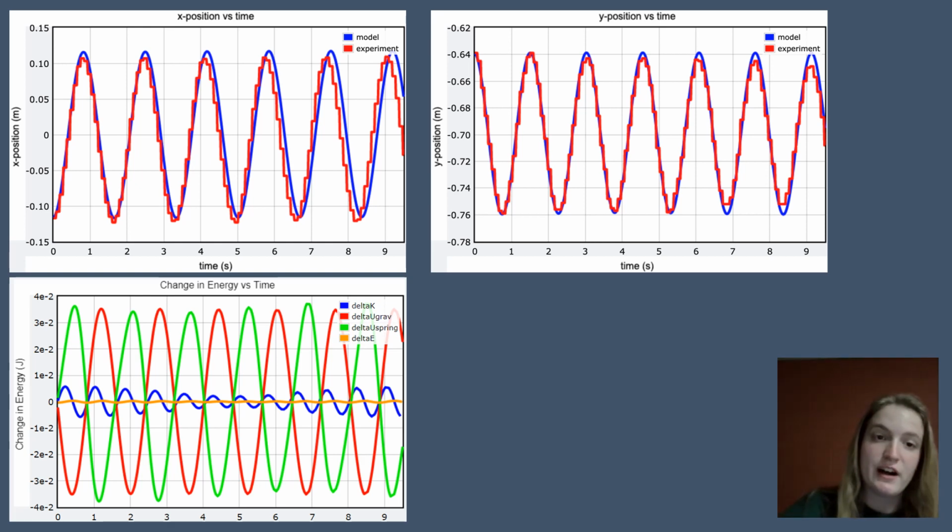Okay, so now let's look at the data in the graphs. So first, looking at the bottom left graph, this is going to be our total energy graph. The change in gravitational potential energy, which is the red line, and the change in the spring potential energy, which is the green line, are opposite in sign and oscillate, causing them to equal 0 when added together. However, the blue line, which is the kinetic energy, while also oscillating, does not offset the magnitude of the other energies. And because of this, delta E is not perfectly 0. As you can see, it kind of wiggles a little bit, the orange line. And then the position versus time graphs show that the model is accurate at predicting the y position, but it is not as accurate at predicting the x position relative to the y position.